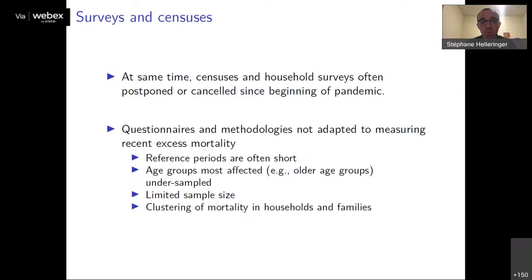And there might also be clustering of mortality in households and families, because COVID-19 is spread by respiratory droplets. And so people within a household might get sick and so on and so forth. And there might be some selection biases here. Next slide.